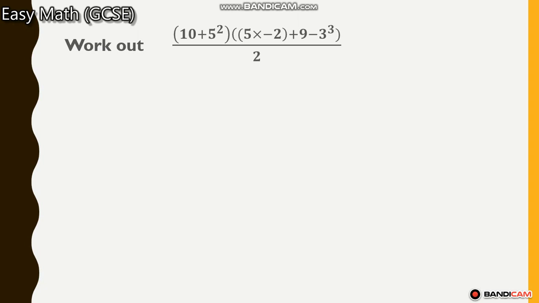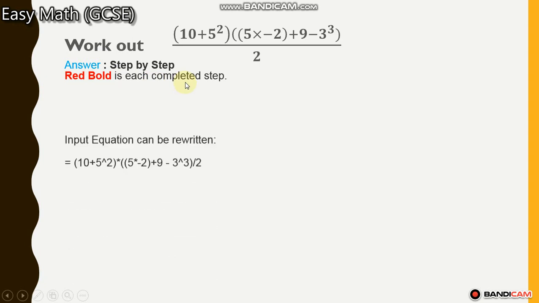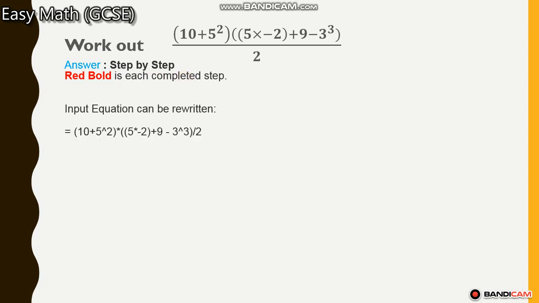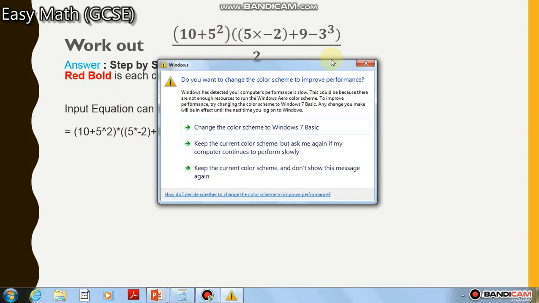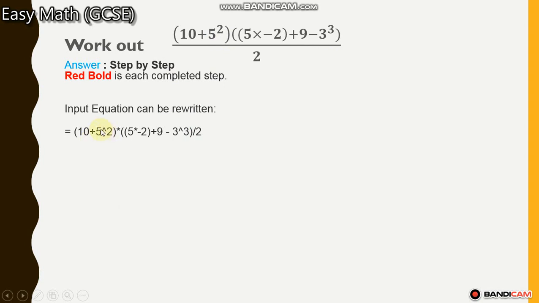Now let's work out an example. Example number 1: 10 plus 5 squared, times 5 times negative 2 plus 9 minus 3 cubed, over 2. Now the answer will be step by step, so be careful. You can notice the red bold for each completed step. The input equation can be rewritten in the language of your calculator, and instead of powers we have to write indices, like that.